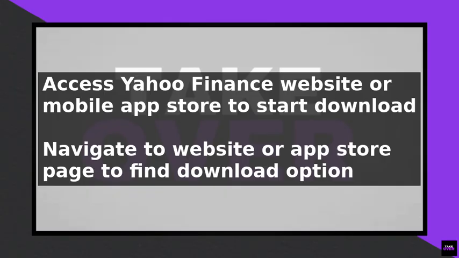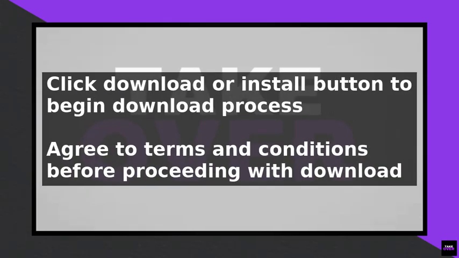If you are using a mobile device, you may be asked to provide permission for the app to access certain features of your device, such as your location or contacts. Review the requested permissions carefully and only grant access to the features that you are comfortable with.